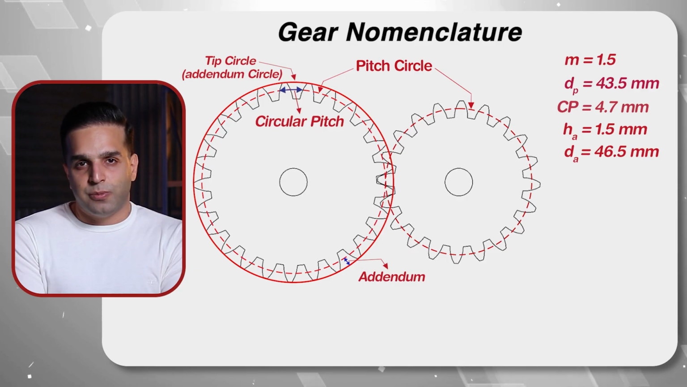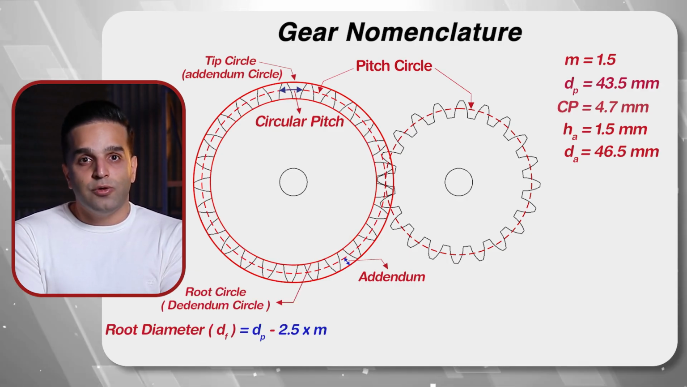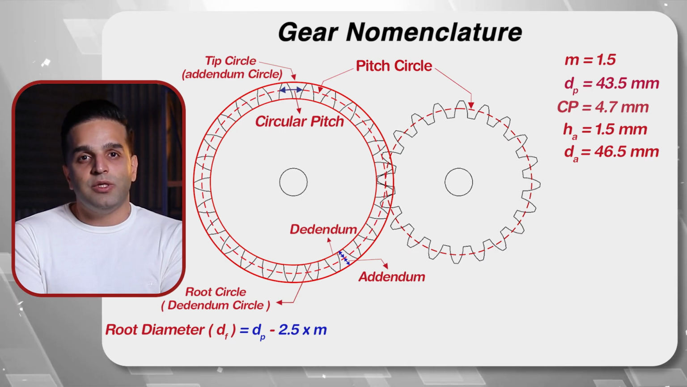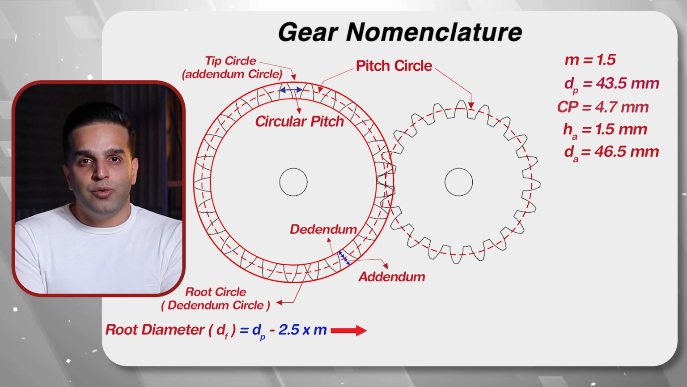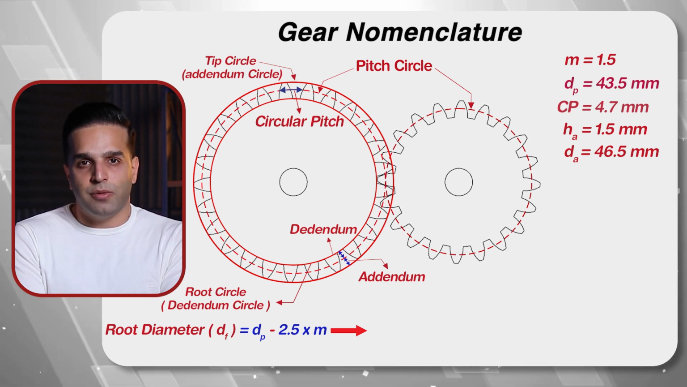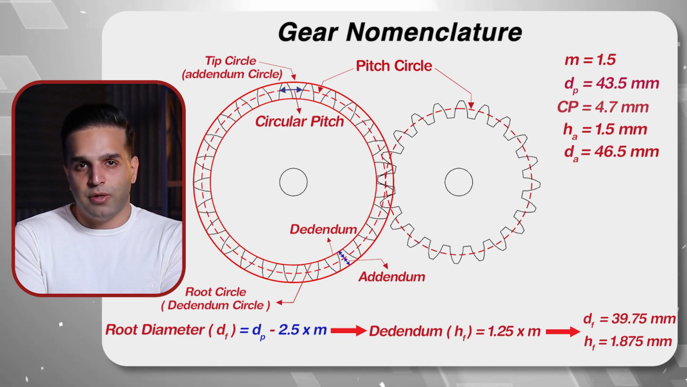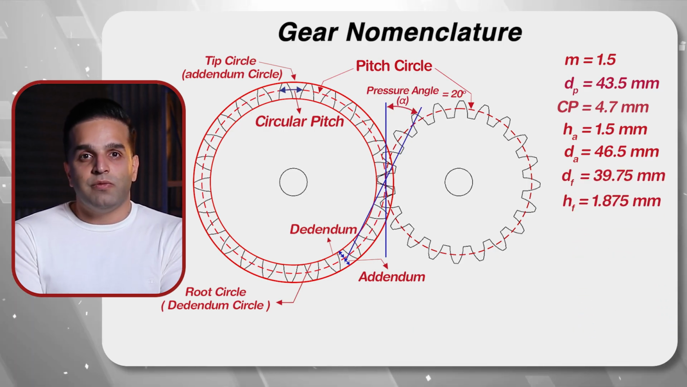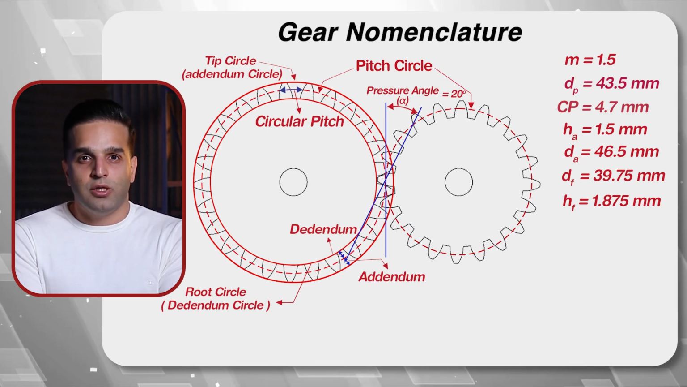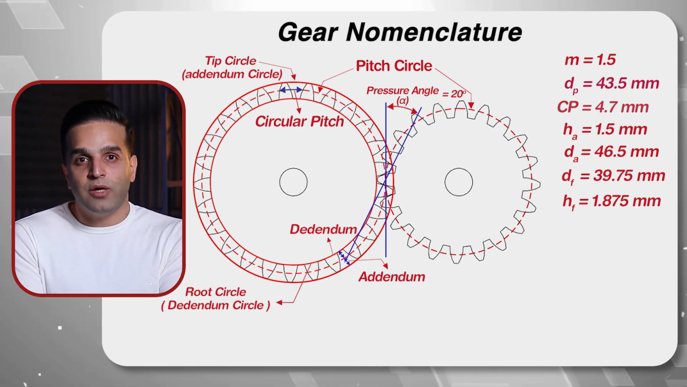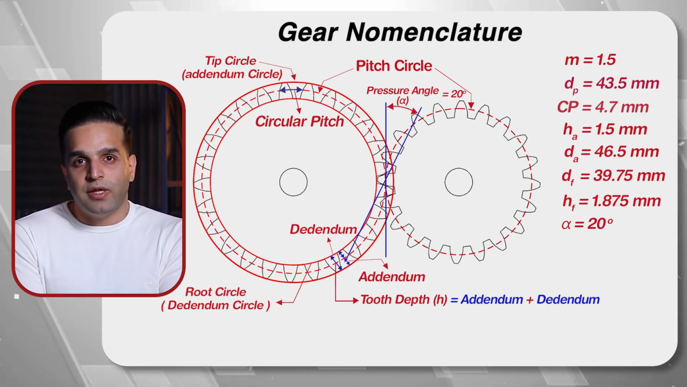Root circle or dedendum circle can be obtained by connecting the roots of the teeth of the gear. And dedendum is equal to the distance between the pitch circle and root circle. We can find the root diameter by subtraction of 2.5 multiplied by m from the pitch diameter. So we can conclude that dedendum is equal to 1.25 multiplied by m. The pressure angle is the angle between the line of action and a line tangent to the pitch circle at the point of contact. The pressure angle is usually set to 20, however it used to be 14.5. And finally, the tooth depth is the summation of addendum and dedendum.